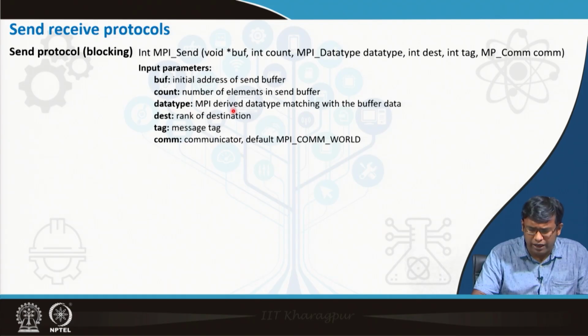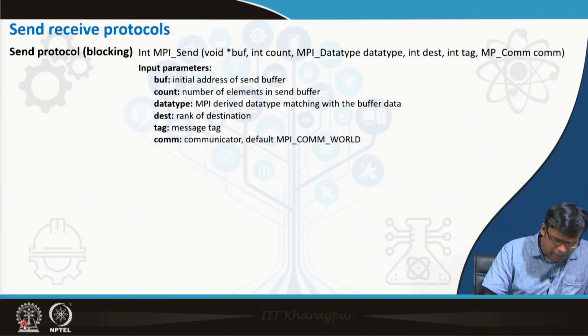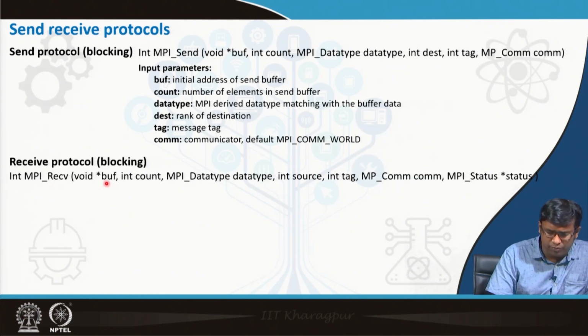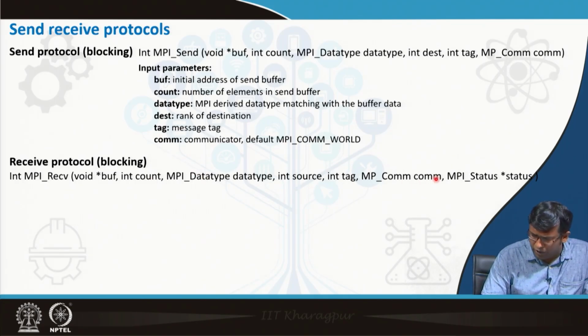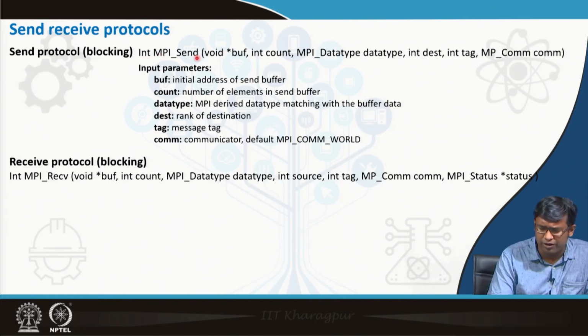The destination, or the rank of the destination processor, the message tag, and the communicator, which is by default MPI com world. If you are using the default communicator, mostly we will use that. And the receiving protocol will be MPI receive, void star buff. Now, this is where the data will be stored. We will see that MPI int count, MPI data type, int source, tag, MPI com, and status. This is the protocol. When you write the function, the function will give you an integer value, but you have to call this function for doing the data transfer.